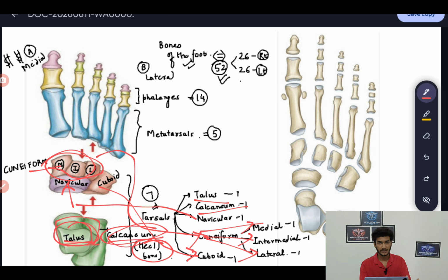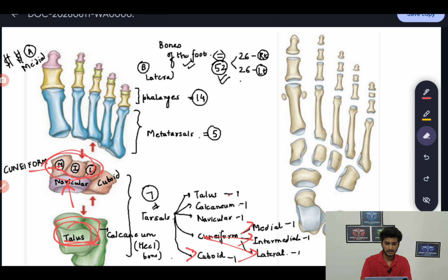I will repeat the names once for you. First is the talus, then the calcaneum, then navicular, cuneiform, and cuboid. These are just five names you should remember, so there is no mnemonic needed. Talus, calcaneum, navicular, cuneiform, and cuboid. The cuneiform is divided into three parts, that is the medial, intermediate, and lateral. That's it. So there are 5 metatarsals and 14 phalanges as per the diagram.